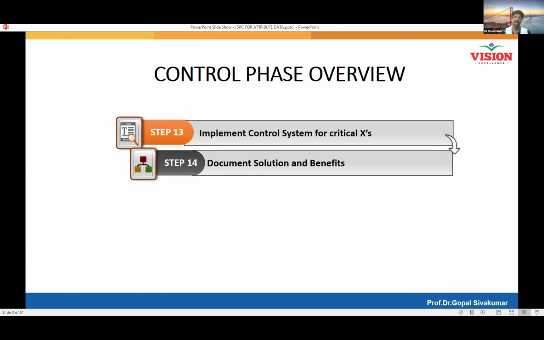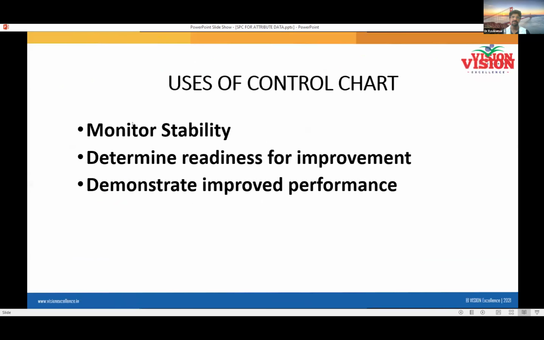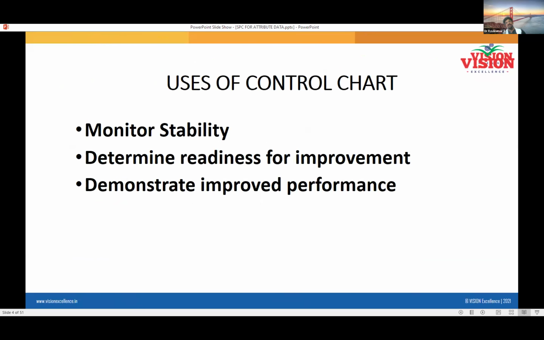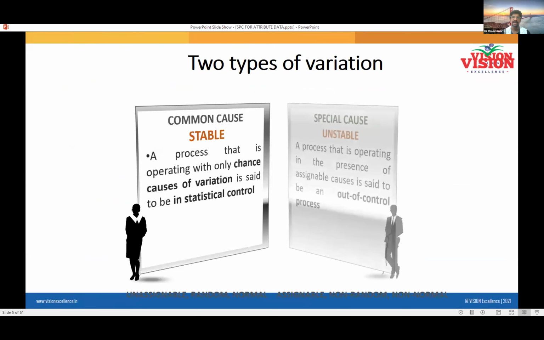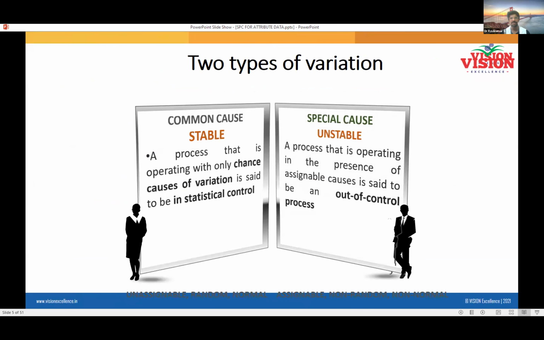use a control chart. So it is mainly used in the control phase, in the first step where we are implementing some control systems for keeping the root cause under control. So to monitor the stability and to demonstrate whether the solution which you have implemented has really worked or not, you need to use a control chart. Also, the readiness of the process for improvement, whether the process is ready for improvement, can be identified through control charts. So already we know this, right?